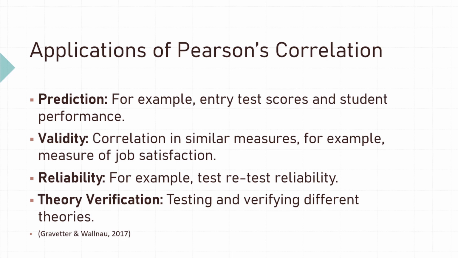And the third one is reliability. We see test-retest reliability. For example, we take the scores on the same test from the same respondents at different time points, and we see the correlation between the two. If the correlation is high enough, we say that there is higher test-retest reliability. And then we also use Pearson's correlation for theory verification. We test and verify different theories.